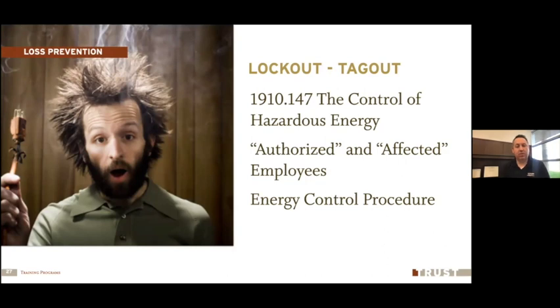So the authorized employee is the one that's actually working on the system. They're locking it out, they're tagging it out, they're doing maintenance and service on it. They are the one that's trained and authorized to do it. And then the affected employee or the other employees in the workplace are affected by de-energizing a system. So they could be working near the area, they could be working in the system, but they're not necessarily the one that's locking it out and tagging it out. So both authorized and affected employees need to be trained on the energy control procedure to adequately lock out and tag out equipment so it doesn't become energized by accident.